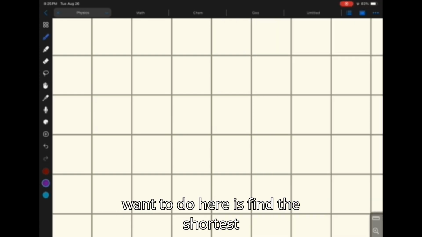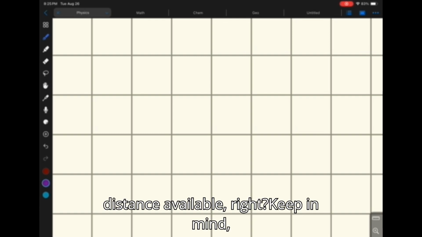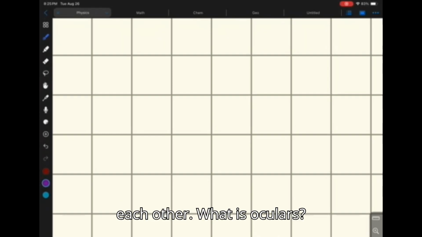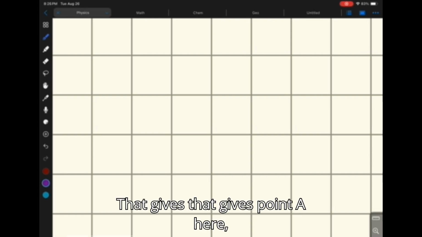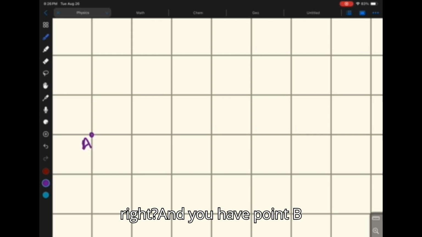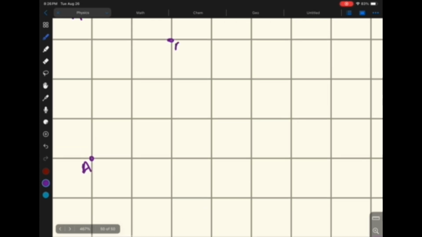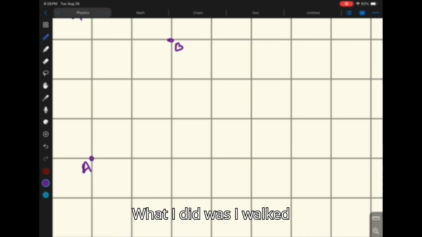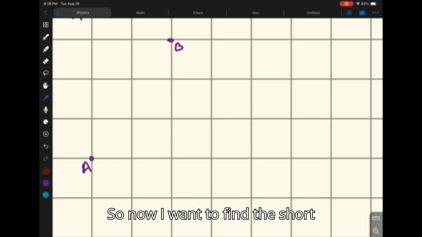So what you want to do here is find the shortest distance available. Keep in mind, these points are diagonally across from each other. What does that give us? So you have point A here, and you have point B up here. What I did was I walked across this path, and then I realized it takes too much time. So now I want to find the shortest distance.